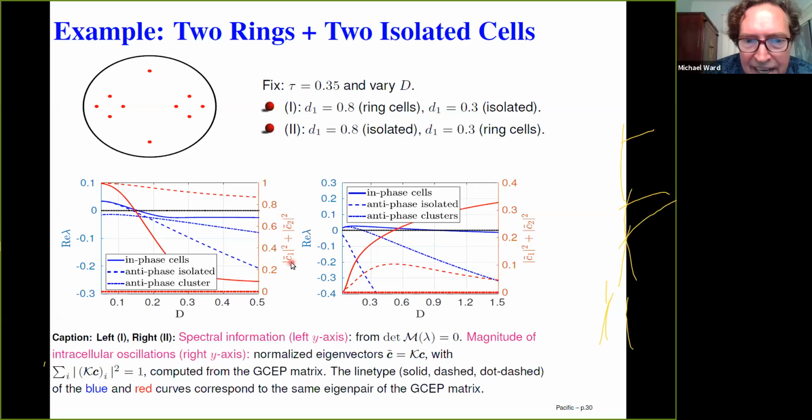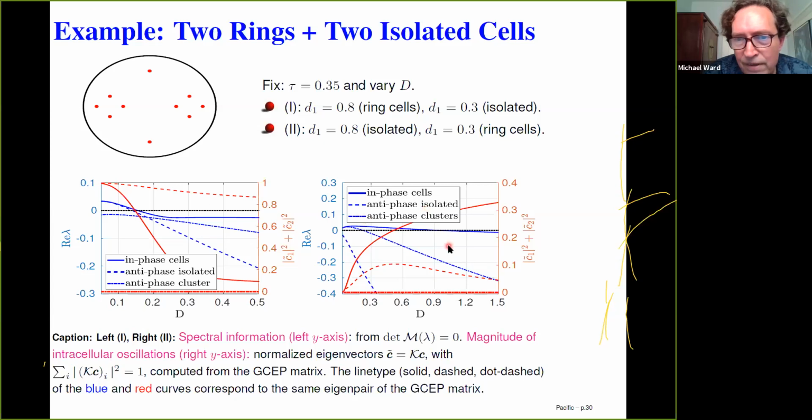So what am I plotting here on the right axis? This is a measure of the strength of the intracellular oscillations within the isolated cells. C1 corresponds to this cell, C2 corresponds to that cell, and it's normalized to be 1. If this is near 1, it means those two cells are oscillating strongly, and these are quiet. So what do you see? Exactly as you would expect: if D1 is small, these cells exhibit very strong anti-phase oscillations, and the in-phase mode also has a very strong C1 and C2, with the other ones being quiet.